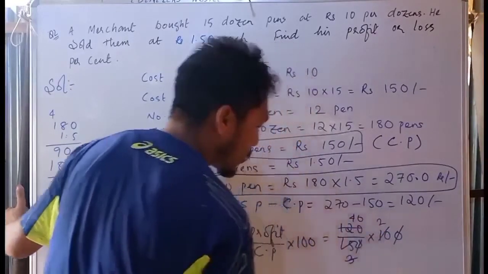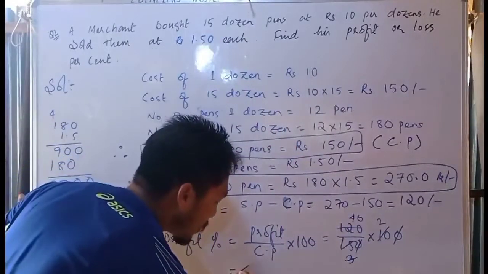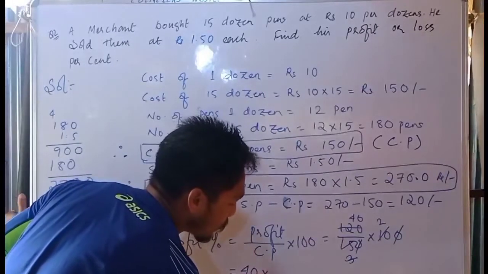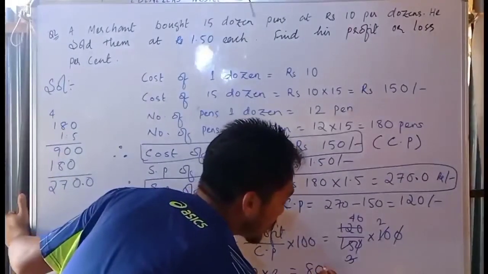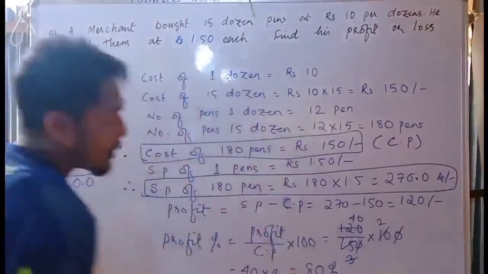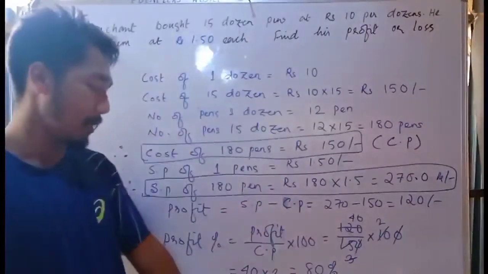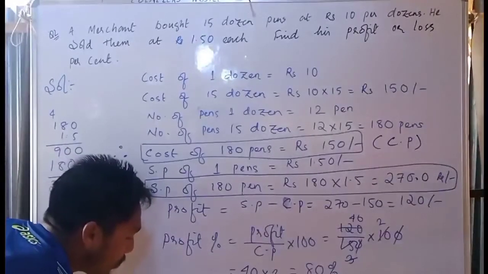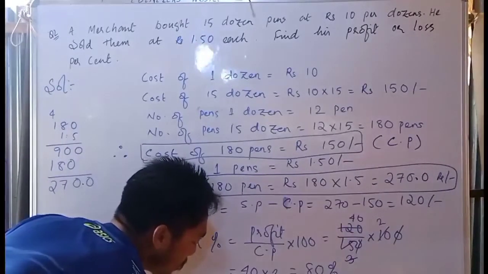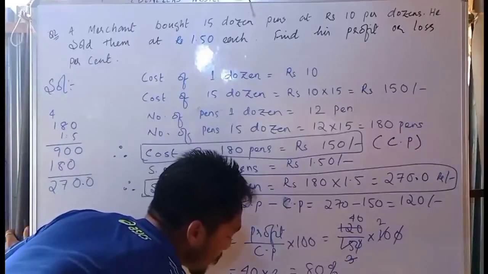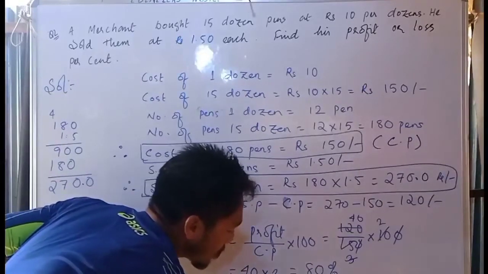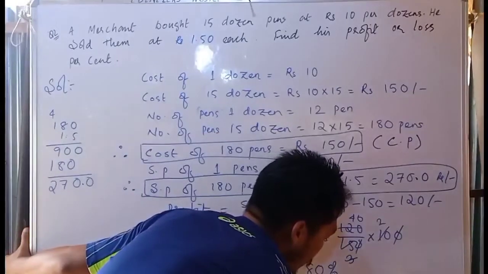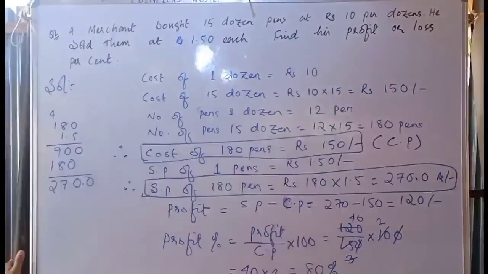So what is the answer here? You got the answer: 80% profit he is getting. How much percent? 80% profit. Therefore his profit portion is 80%. Okay, so this is your answer.